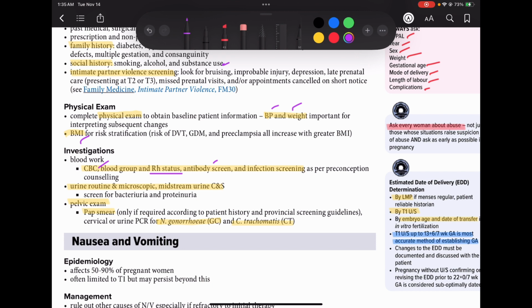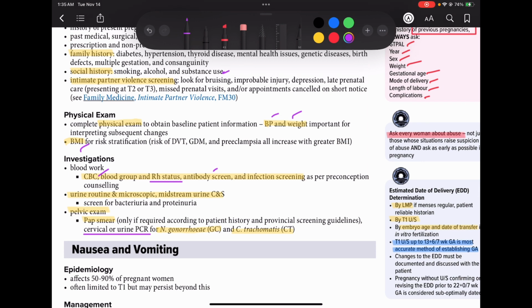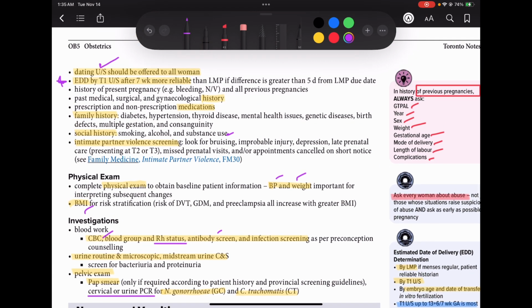And we are also going to send urine routine and microscopic, and midstream urine culture and sensitivity to screen for any bacteriuria and proteinuria. We are also going to go for pelvic exam and pap smear, and the pap smear would be according to the provincial guidelines. We might also like to go with cervical or urine PCR for Neisseria gonorrhoeae and Chlamydia trachomatis. All right. So that's a little bit of an overview of your first visit.